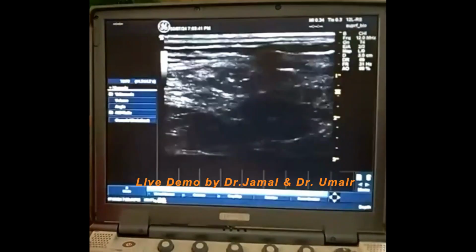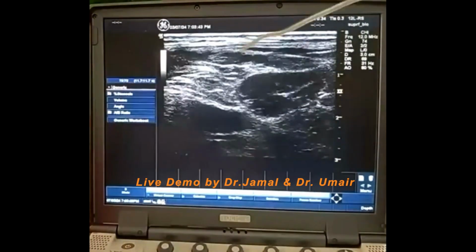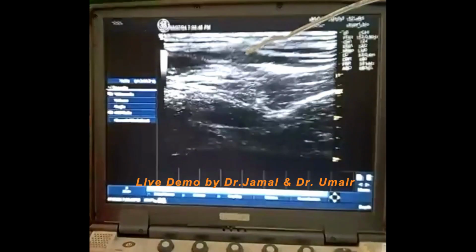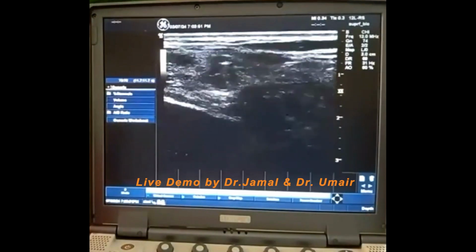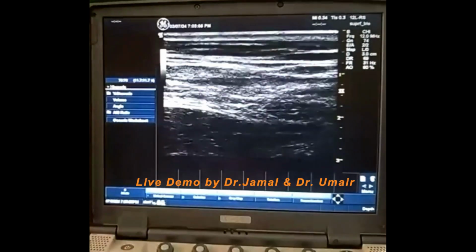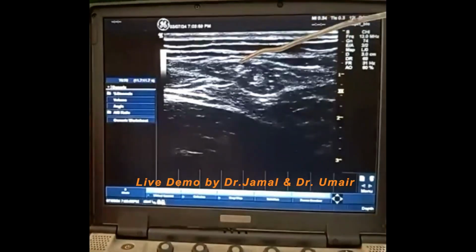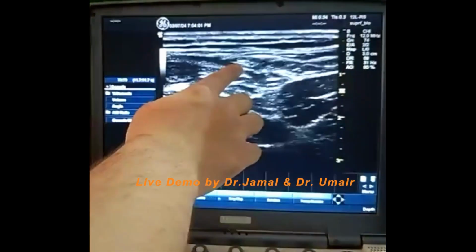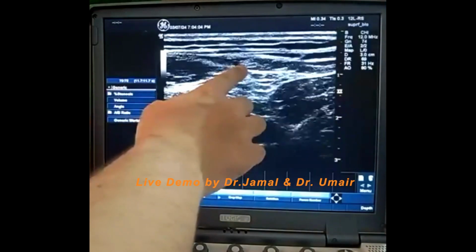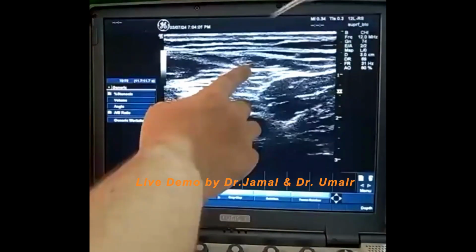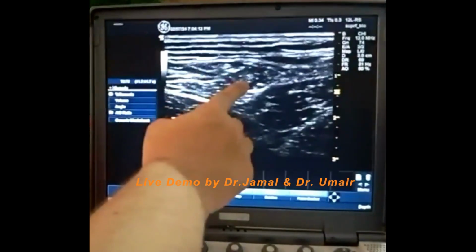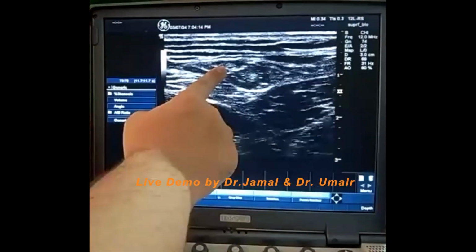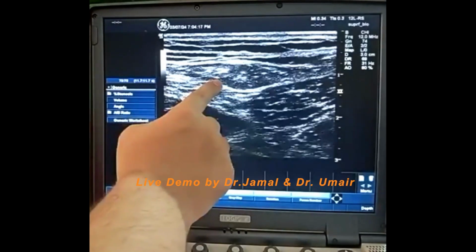We can follow this cherry down, and it will now split into two branches. Let me see if I can get it to split. Now, see, this nerve here is splitting into two branches. Here it's whole. As I go distally, it is now split into two branches: posterior branch, anterior branch. So you should generally expect to see two or more branches.